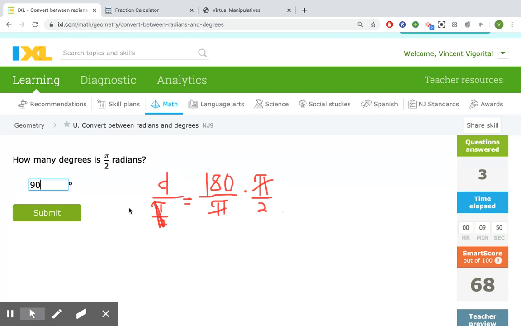Now you might have noticed before I hit submit, this time you're taking what they give you and multiplying it by 180 over pi. So when they gave you the degrees and you had to find the radians, you did that number times pi over 180. Now, when they give you radians and you want degrees, you multiply it by 180 over pi. Okay?